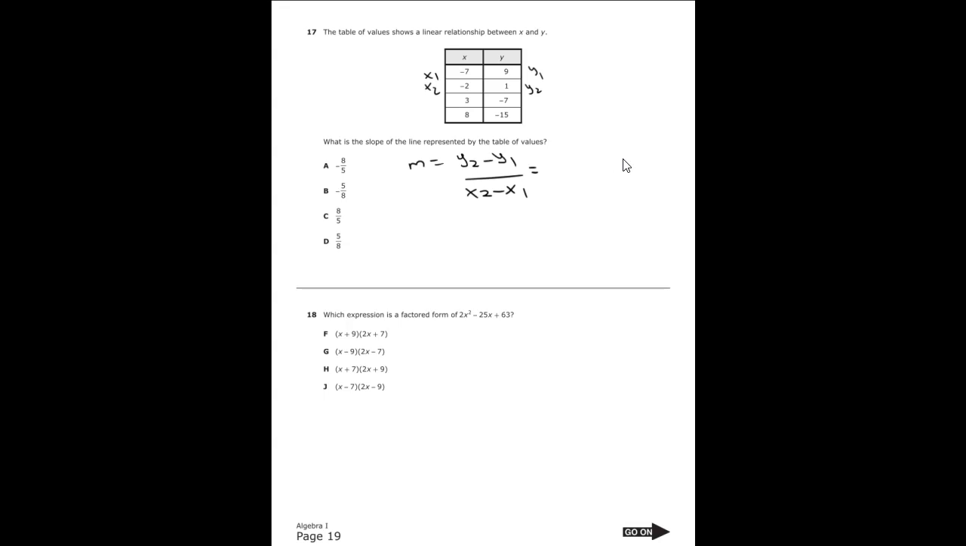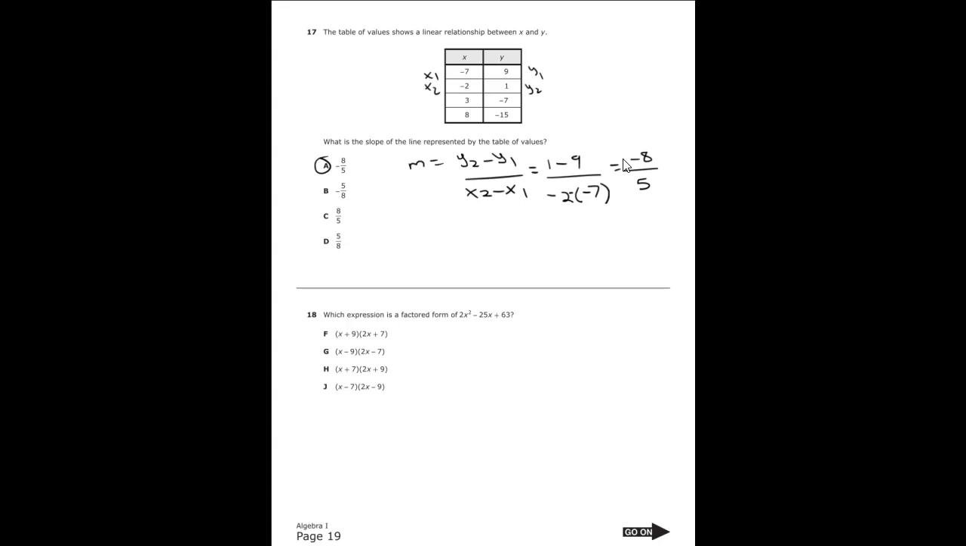Okay, so y2 minus y1, 1 minus 9, x2 minus x1, minus 2 minus negative 7. So negative 8 over negative 2 plus, when you have the negative outside the parenthesis and negative inside the parenthesis, you just change that to a plus. Negative 2 plus 7 is 5, so negative 8 over 5.